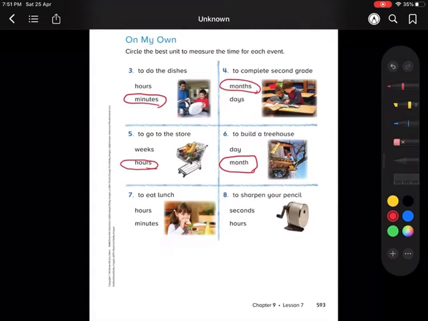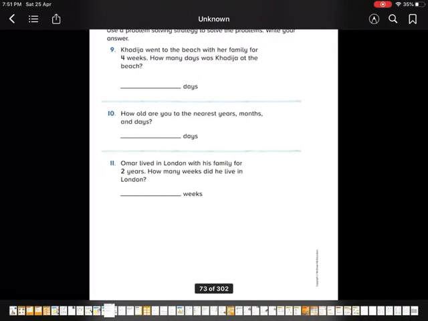To eat lunch, how much time do you need to eat lunch? Do you spend 2 or 3 hours eating lunch? Maybe from 1 hour to 14 minutes. So we will use minutes. To sharpen your pen, seconds or hours? Of course, seconds.